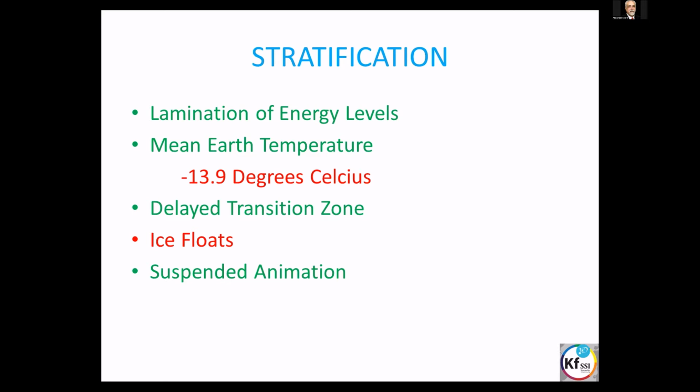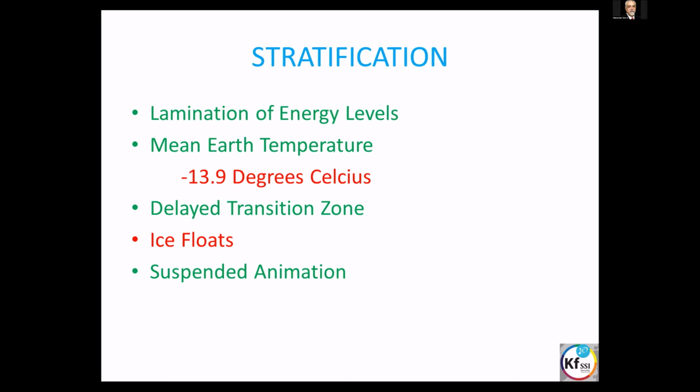And so we find that the water underneath the ice can stratify if there is no motion. If there is no motion, then the water will stratify by energy level. And so what we have is not laminar flow, but a lamination of energy levels, just like the lamination of plywood, as we discussed earlier. And this is how fish can survive through the winter.